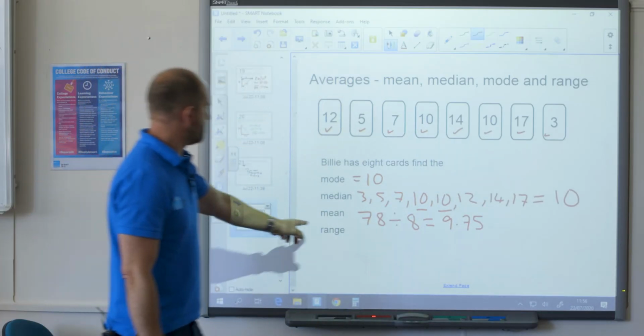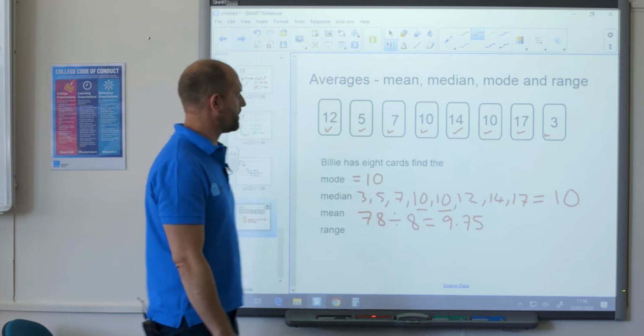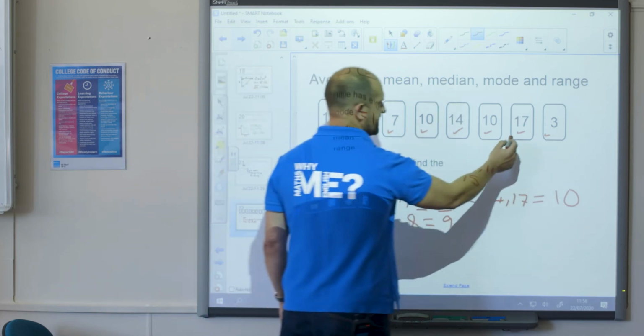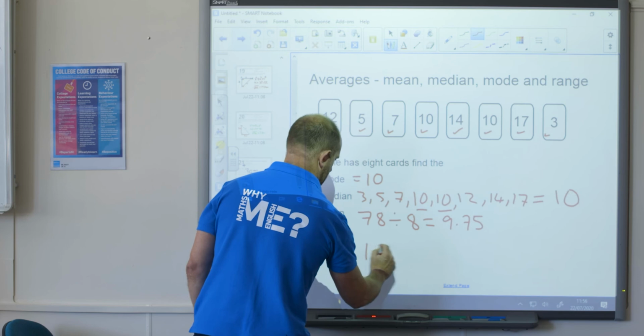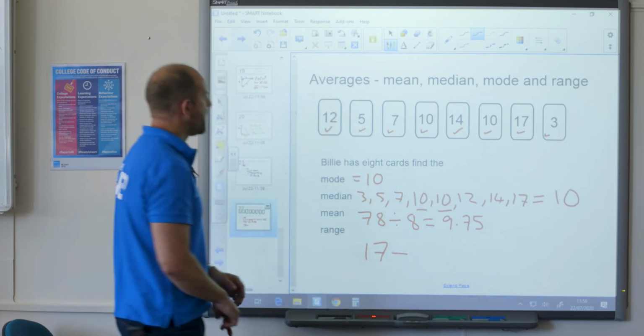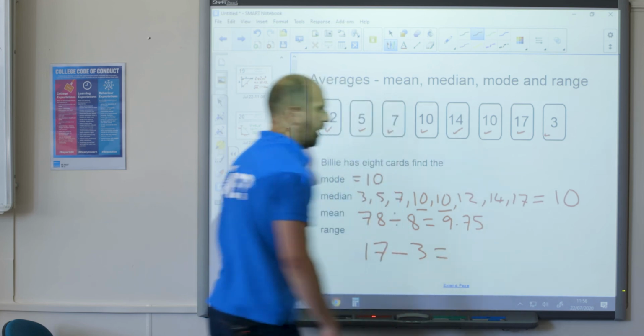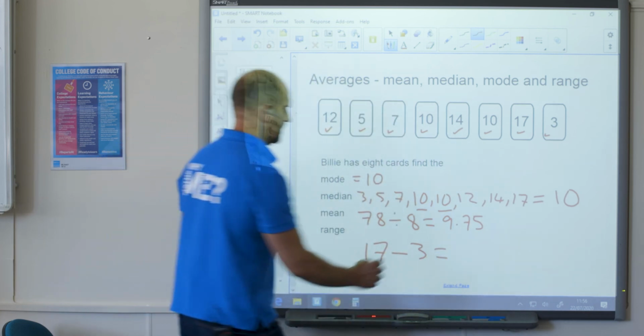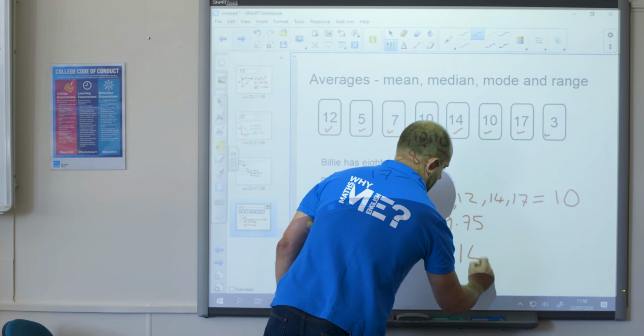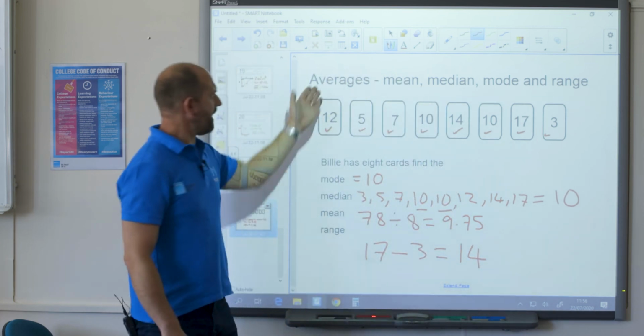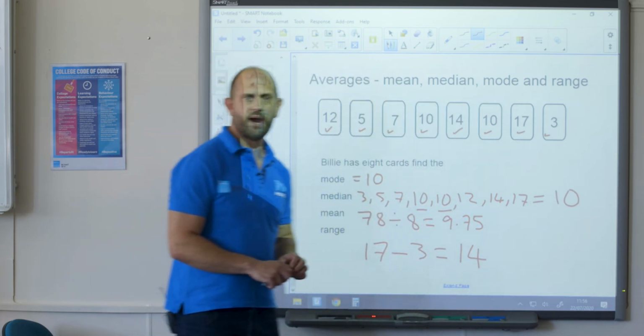And then finally, the range, which is the highest, take away the lowest. So the highest in this example then is 17. I'm going to subtract the lowest, which is 3. So therefore, my range on this occasion is 14. So that's averages, mean, median, mode, and range.